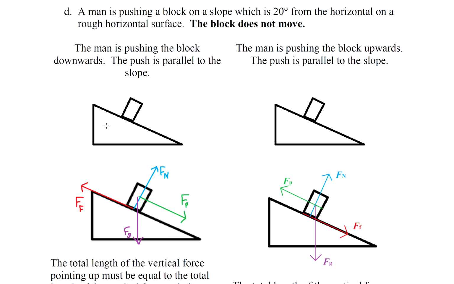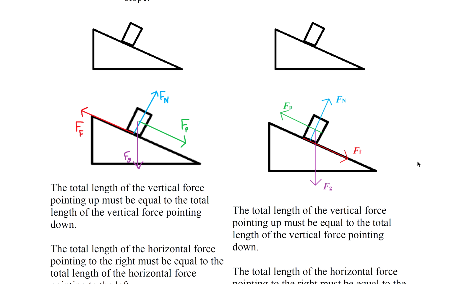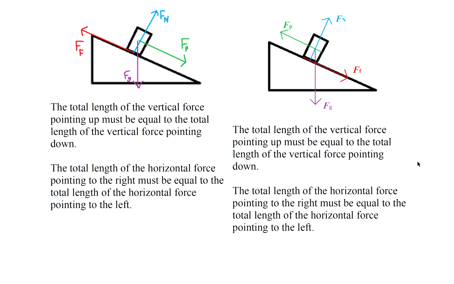On the right side, the man is pushing the block upwards. The push is parallel to the slope. So once again, the block doesn't move. So the total length of the vertical force pointing up must be equal in length to the total length of the vertical forces pointing down. And the total length of the horizontal forces to the right must be equal in length to the horizontal forces in total to the left. Because remember, sigma F equals ma. If on the right side a is 0, then on the left side sigma F is 0.